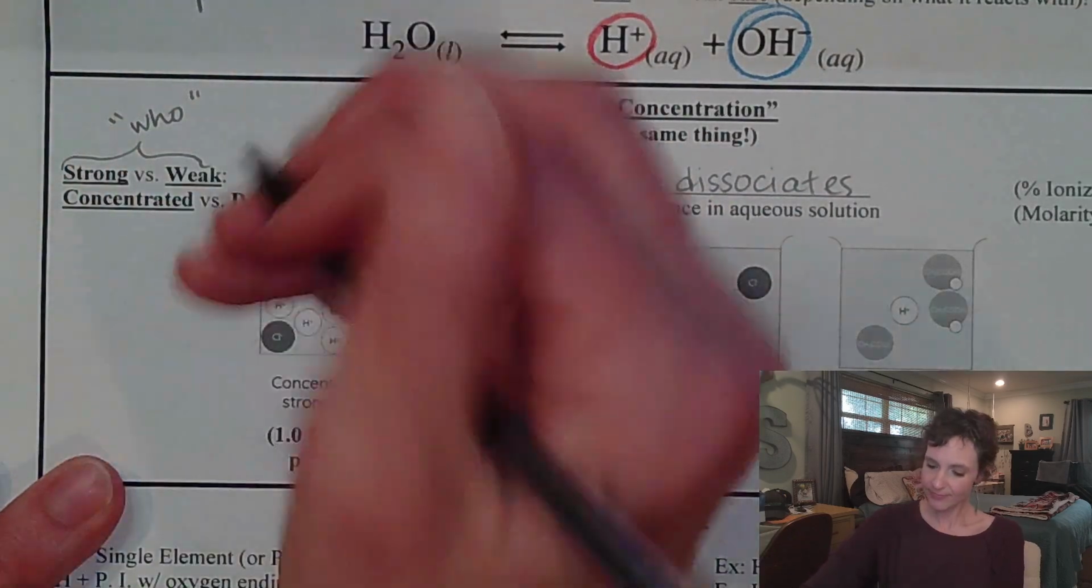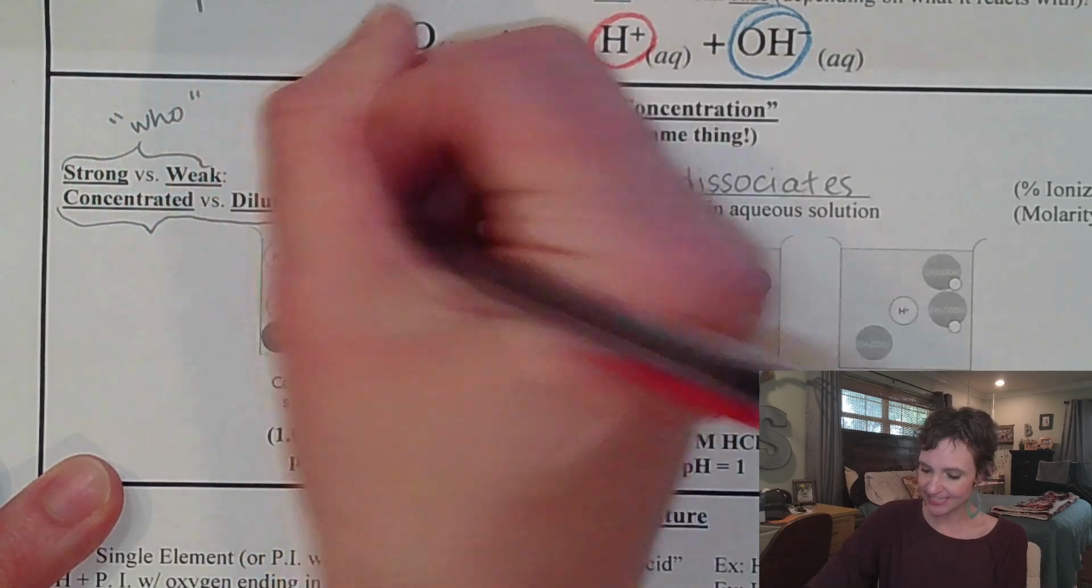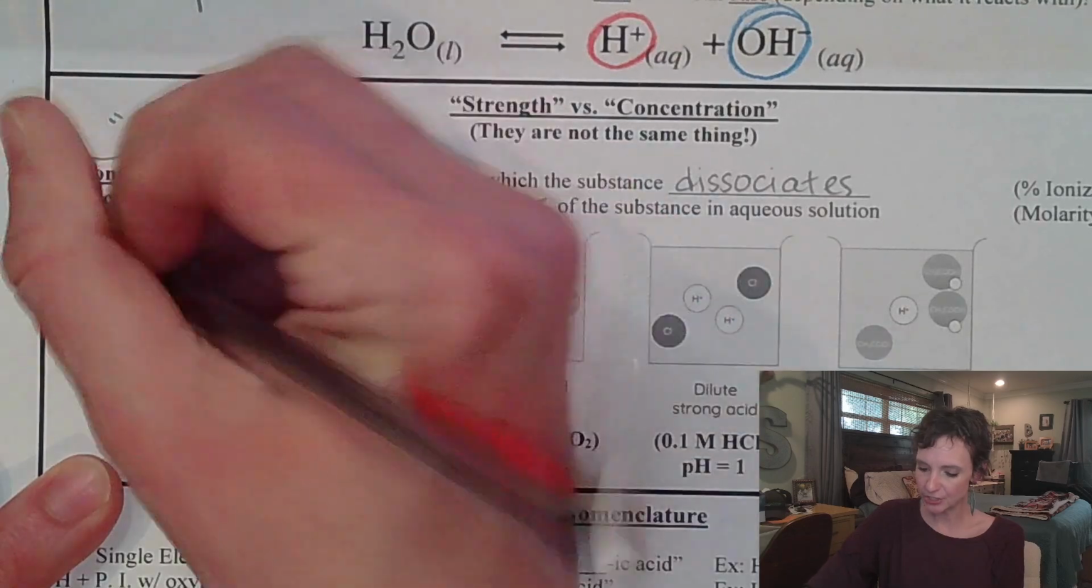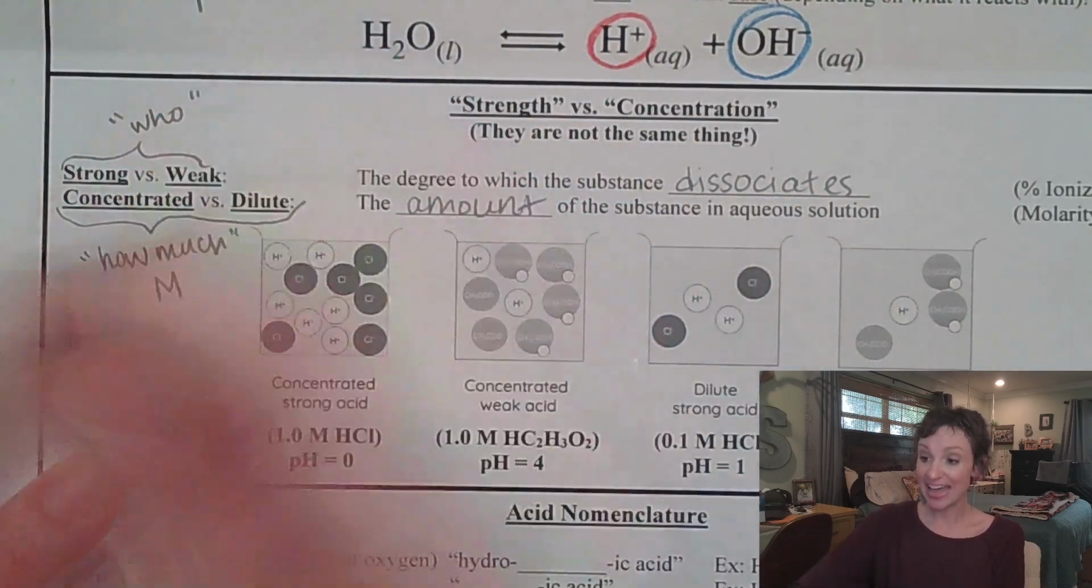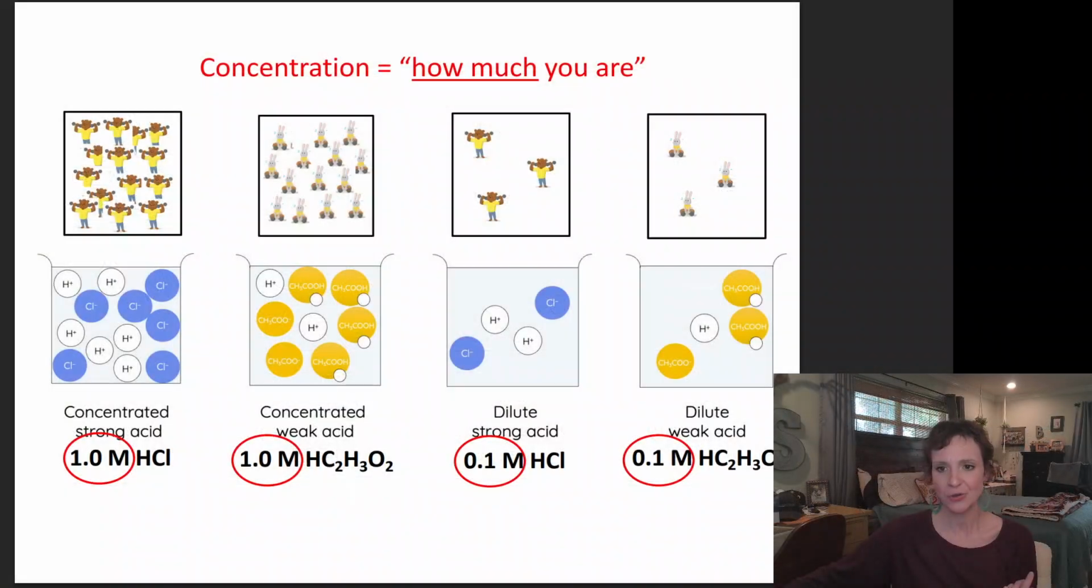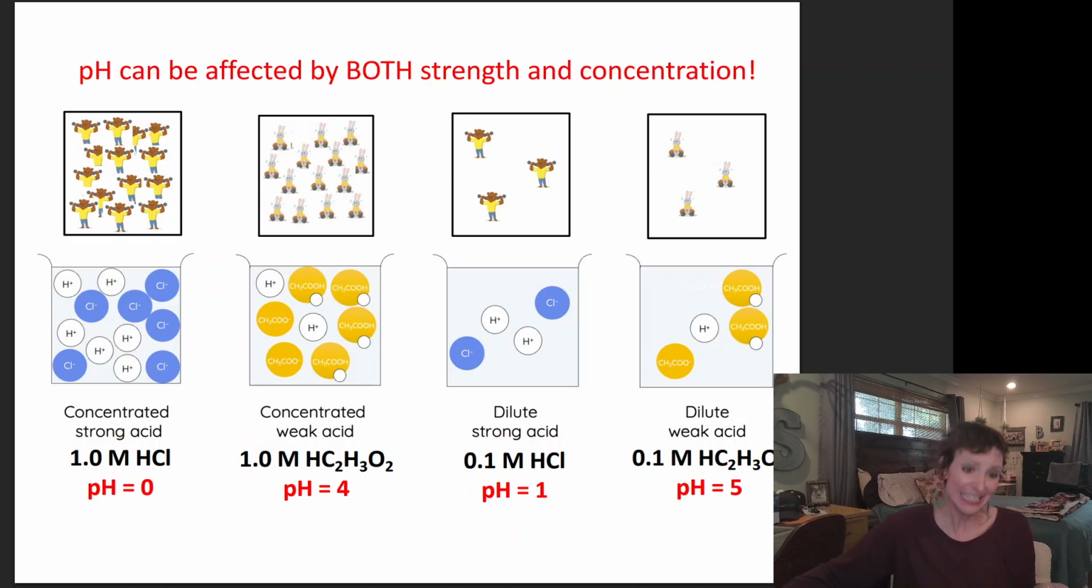Who you are, and concentrated versus dilute is all about how much. The way I like to think about that is molarity. Who you are is whether you're strong or weak, and your concentration is how much you are. So going back to the slide here, you're like, does this affect the pH value? Yeah, it does in some way.